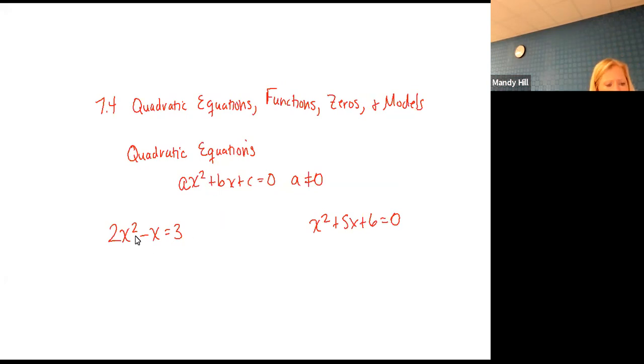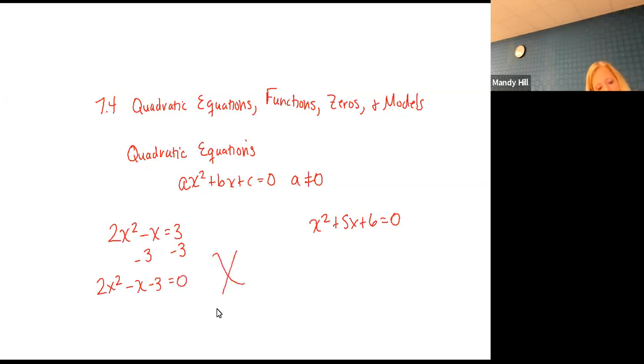And then before, when we were factoring things, we would always get them equal to 0. Well, most of the time, that's going to be the case for us. So we need it to be equal to 0. So that means we would want to move this -3 to the other side of our equal sign, and we would get 2x squared minus x minus 3 equals 0.